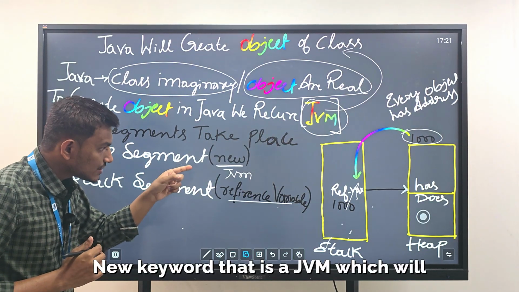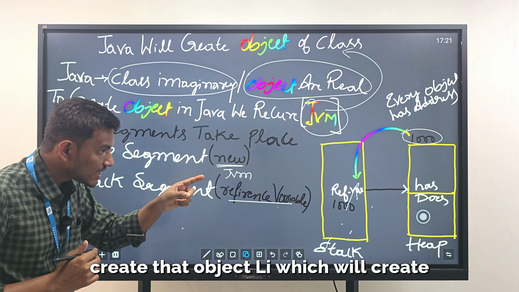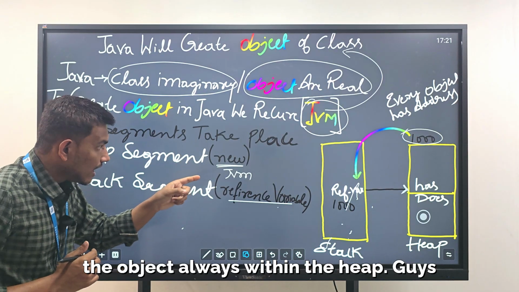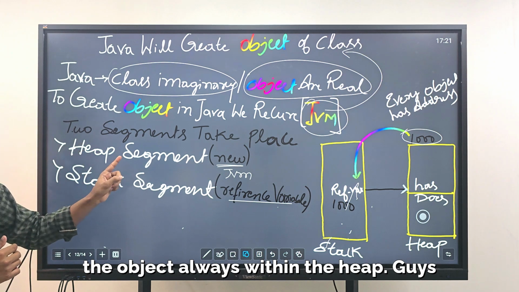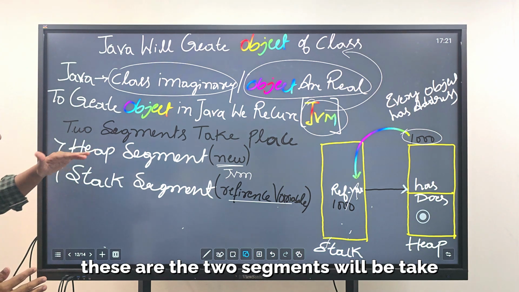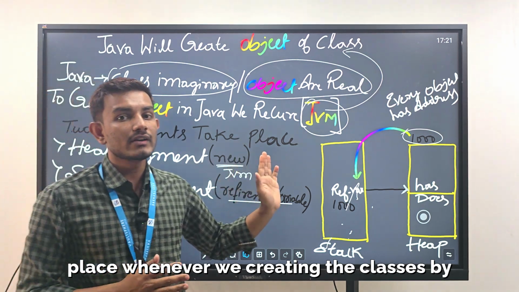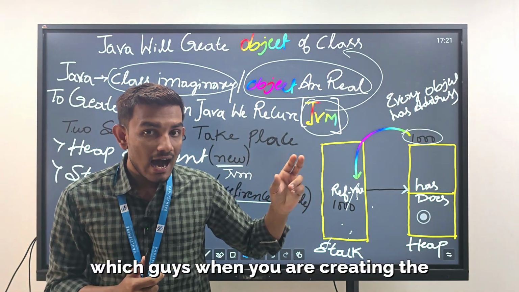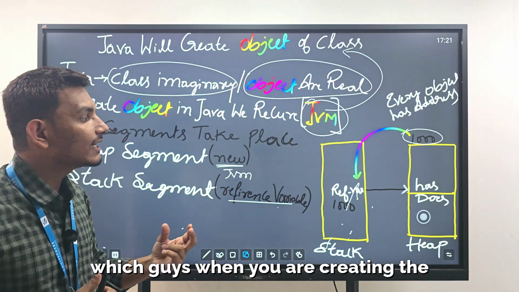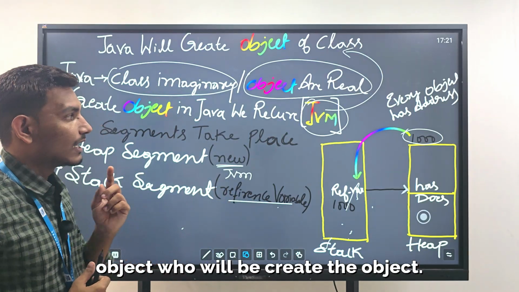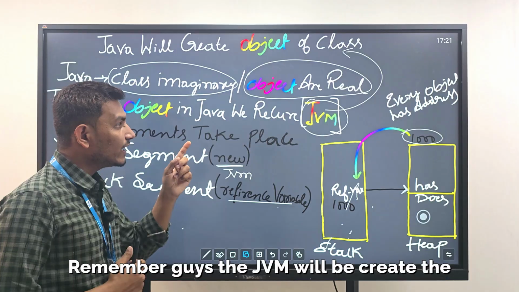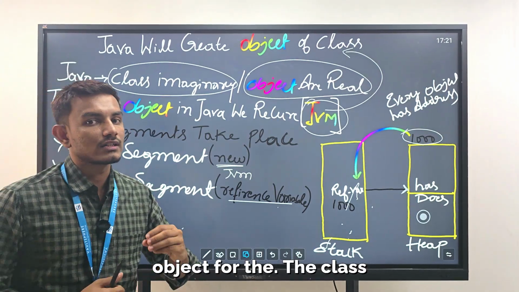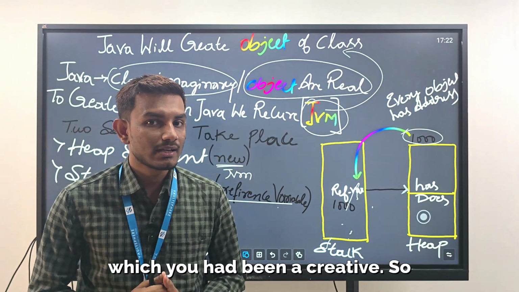The new keyword, that is the JVM, will create the object always within the heap segment. Guys, these are the two segments that take place whenever we create classes, by specifying the name of the class. When you are creating the object, who will create the object? Remember, guys, the JVM will create the object for the class which you have created.